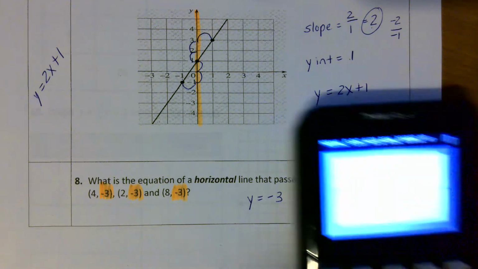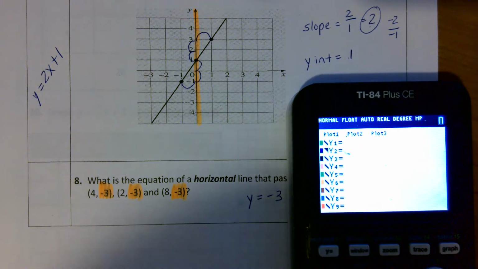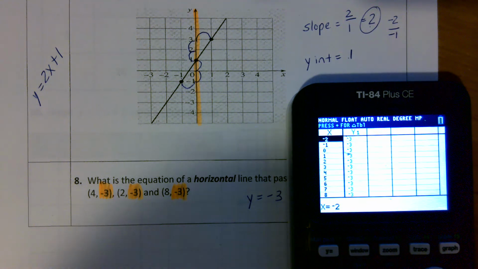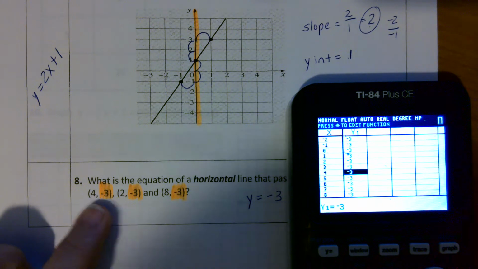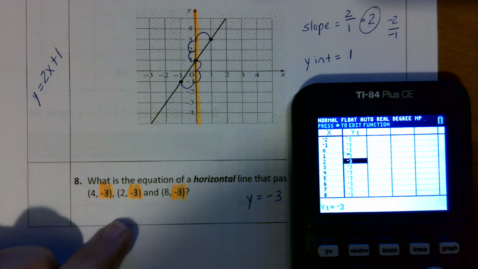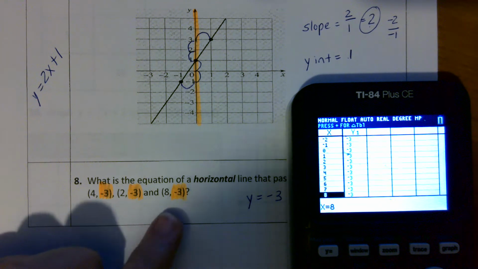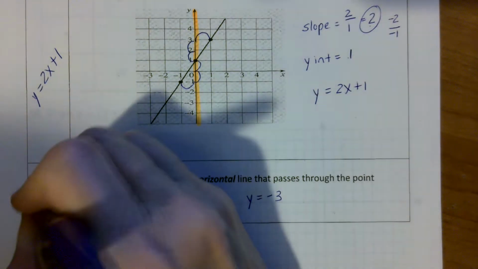You got to go to your calculator again. Go to y equals. Let's clear that. We'll put -3. And let's go to our table. Second graph. Is 4, -3 there? It is. Is 2, -3 there? Yep. And finally, is 8, -3 there? Yes. So we know our equation is correct.